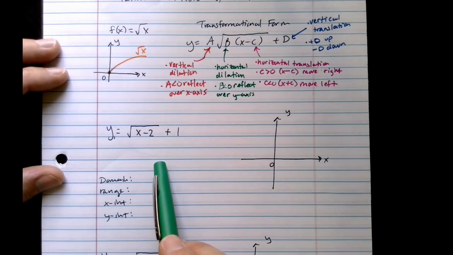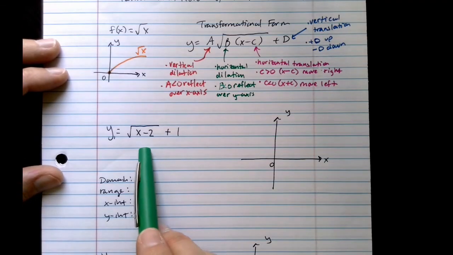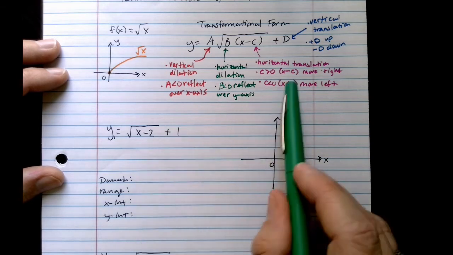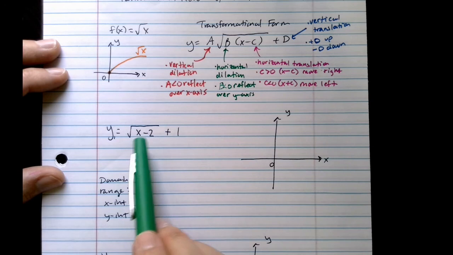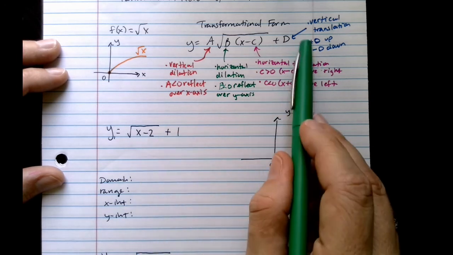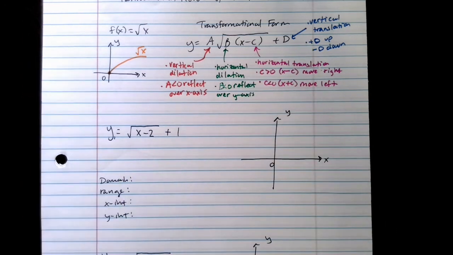Let's practice applying our transformational form. First, let's list out the transformations we see. So inside here, I can see it's minus a number. So that means it's going to move to the right 2 units. And since it's plus outside, it's going to move up 1 unit.